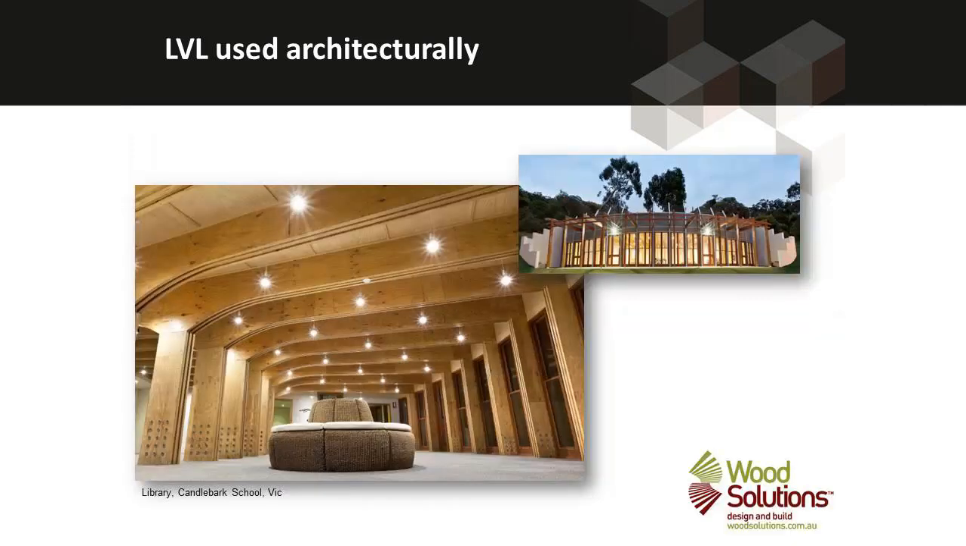In the right-hand photograph, laminated veneer lumber is used both structurally and architecturally on the inside of a building. A prize-winning building in Australia is shown in this particular picture where very substantial loads had to be resisted by the roof of that particular building, and laminated veneer lumber was chosen for its structural capacity but also expressed architecturally in the building.